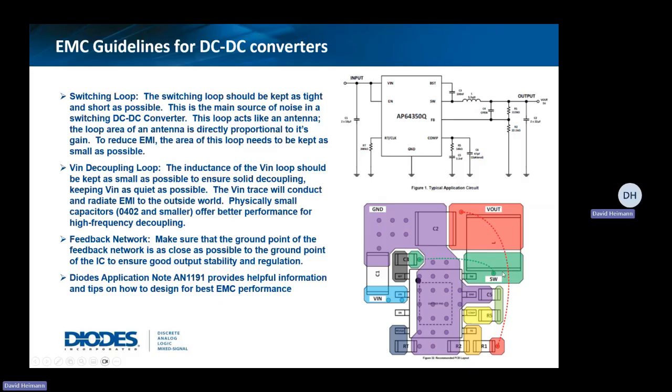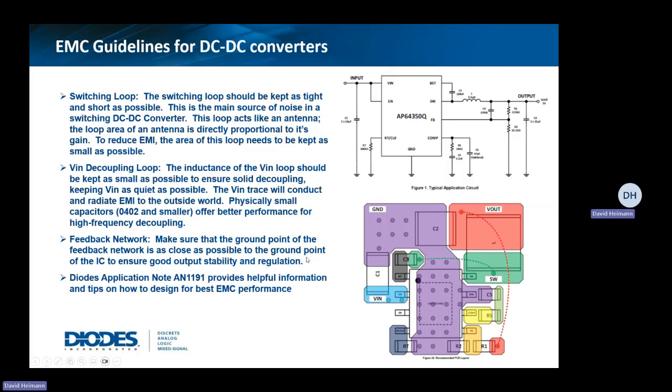So we are keeping the area inside this loop as small as possible because we know the gain of an antenna is directly proportional to its internal area. So the smaller and tighter we can keep this loop, the better your EMI performance is going to be. So the switching loop, again, is very important for radiated EMI.